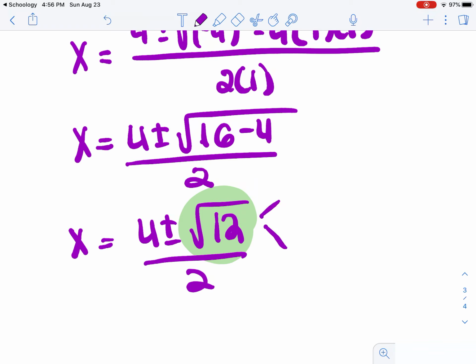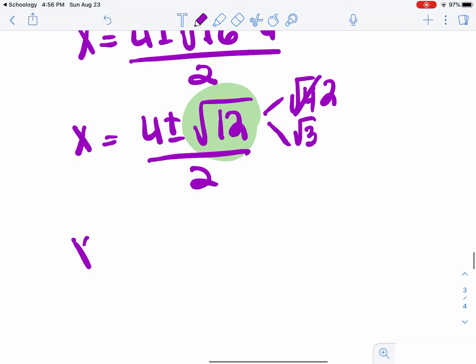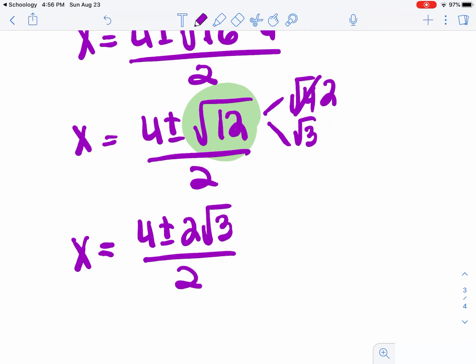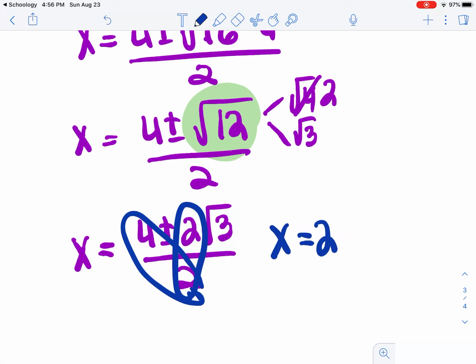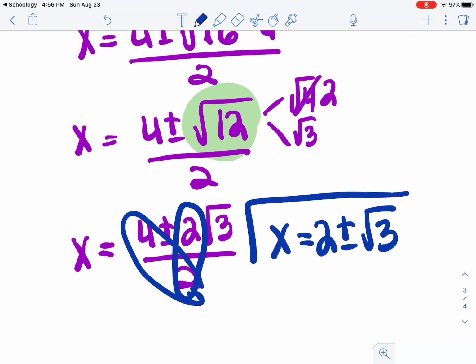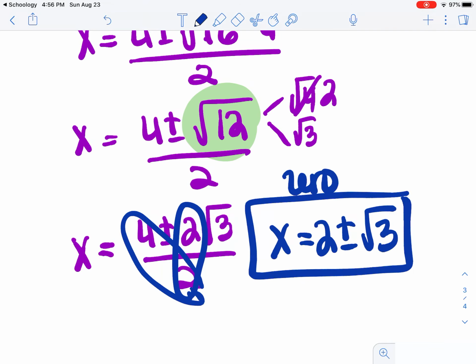Simplify the square root of 12. Root 4 goes in there root 3 times. Root 4 is the same thing as 2, so that simplifies to 2 root 3. X equals 4 plus or minus 2 root 3 divided by 2. Don't forget to divide this by 2 and this by 2. So this becomes x equals 2 plus or minus root 3. These are your zeros.